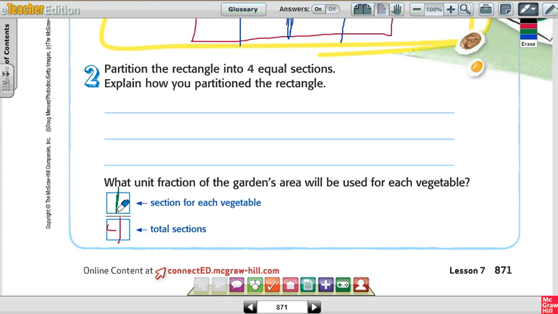She'll use 1/4 for, I don't know, tomatoes. She'll use another 1/4 for potatoes. She'll use another 1/4 for squash. And another 1/4 for jalapenos, I guess, or whatever she's going to plant. All right.